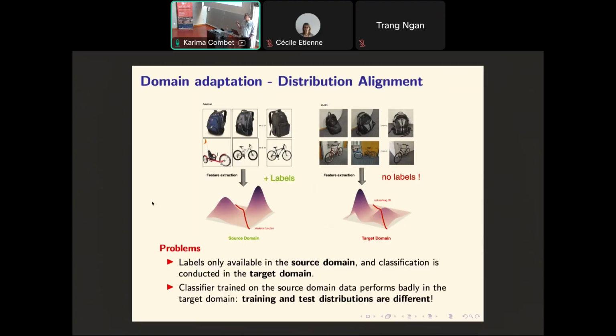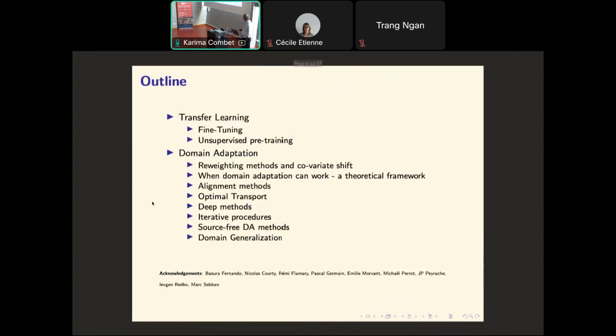We need to adapt. What we try to do is to align two distributions in this field. In domain adaptation, the setting is one where we assume in general that we have labels only from the source domain and very few or even no labels on the target domain. Then we need to try to adapt from the source to the target, or from the training set to the test set.